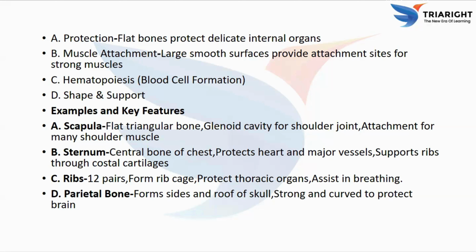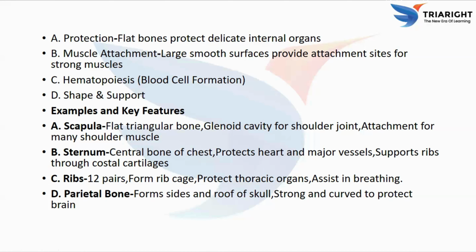Next, coming to muscle attachment. The wide flat surfaces allow many muscles to attach. Blood cell formation: red bone marrow in the diploe forms the blood cells. And coming to shape and structure support, this helps to maintain the contour of the head, thorax and pelvis. So this is about the flat bones. Flat bones always protect the delicate internal organs because they are strong and slightly curved. Okay, so this is about the functions of the flat bones.